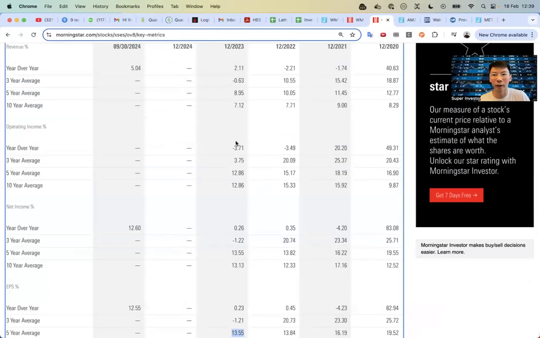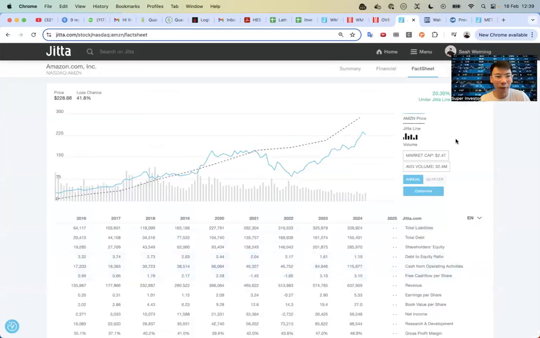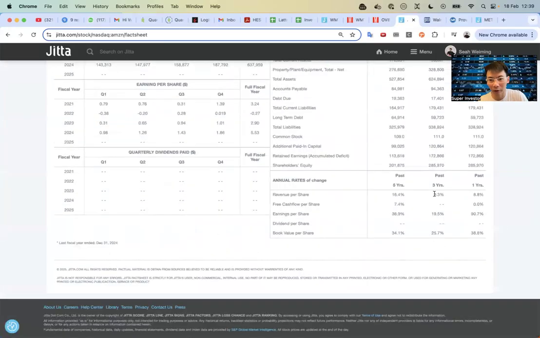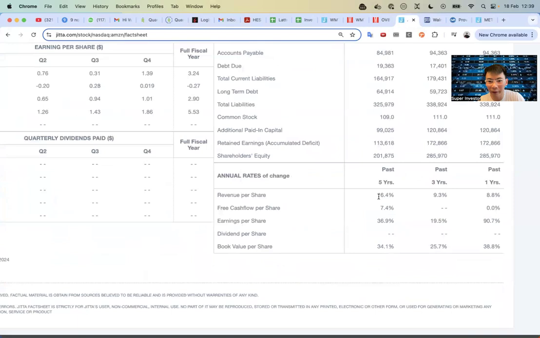Okay, so let's take a look at Amazon. I'm using both Morningstar and Jita concurrently. Amazon, you can take a look. Past 5 years revenue growth, past 3 years, and past 1 year. Seems to be a slowdown in revenue per share. Can you see that for Amazon? Free cash flow, there's a dotted line here, probably some missing information. Don't be too concerned. You can just go and take a look at it.